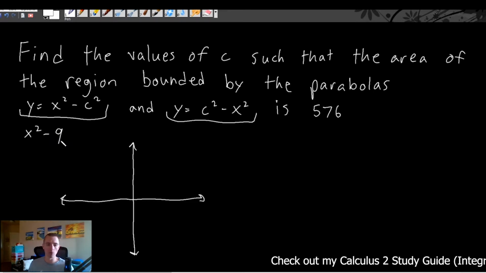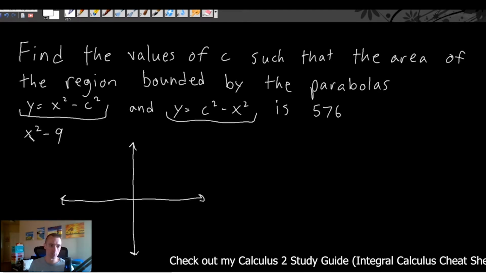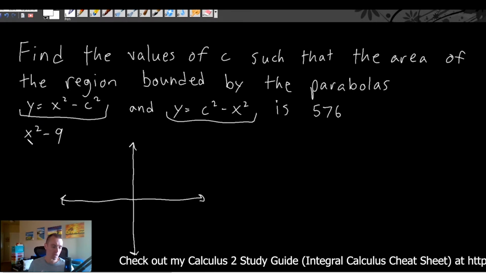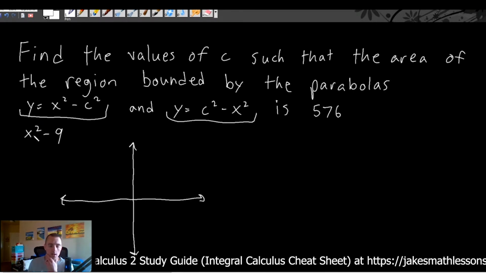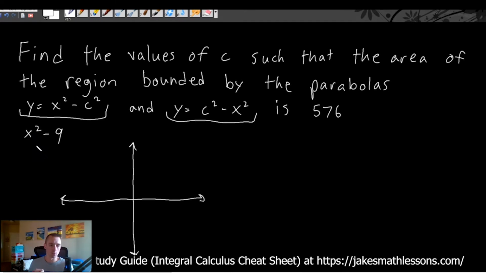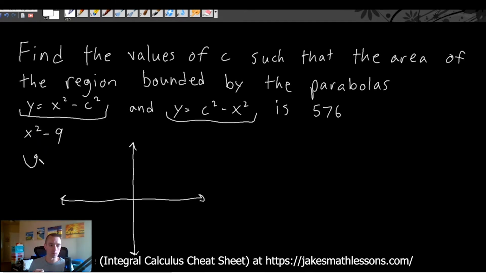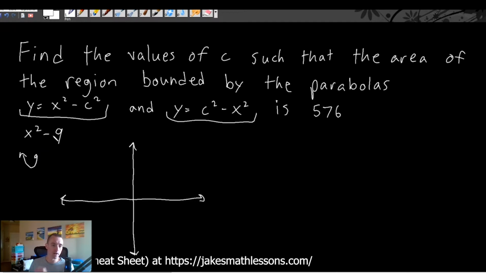So what we can do is think about what this will look like. This is just going to be a parabola, since we have an x squared term and then just a constant. The x squared term is positive, so we know it's going to be an upward facing parabola. It's going to have generally this kind of shape, and then it's going to be moved down, in this case, 9 units. In this case, it's going to be c squared units.